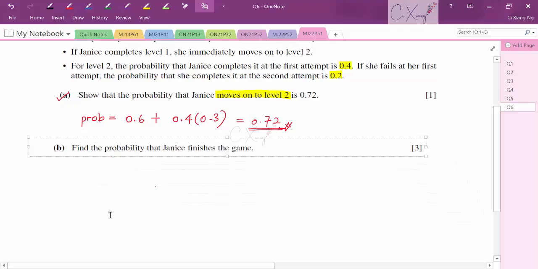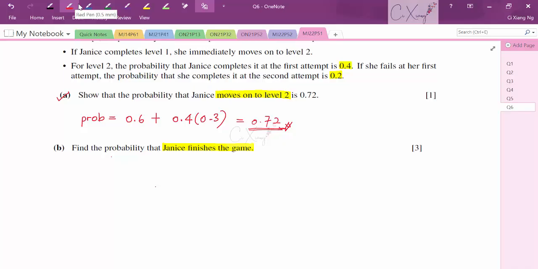For part B, they want you to find the probability that Janice finishes the game. Finishing the game means that she passed level 1 and she also passed level 2. So how to calculate the probability? You can list out case by case. For case number 1, you have level 1 first attempt successful, level 2 first attempt also successful. So that means you finish the game.